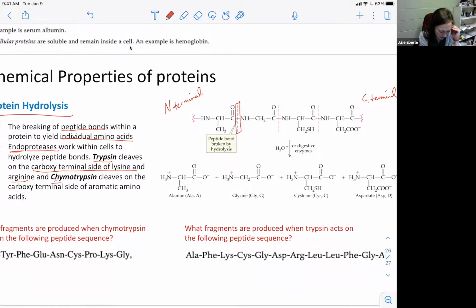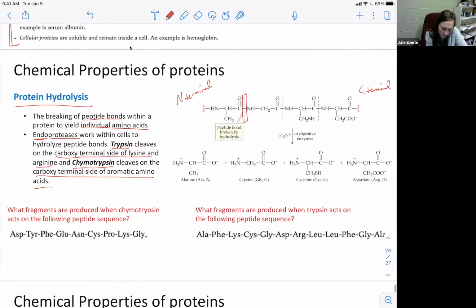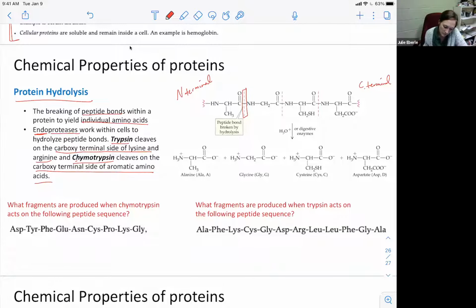Chymotrypsin is another protease. It cleaves peptide bonds on the carboxy terminal side of aromatic side chains. So your phenylalanines, your tyrosines, your tryptophan, anything with an aromatic ring on the side chain, it will clip on the right side of that amino acid. The peptide bond is what it clips. This figure shows you the individual amino acids you get when you clip this peptide apart. You can do this with really strong acid, H3O+, which just indicates strongly acidic conditions, or with digestive enzymes, proteases.